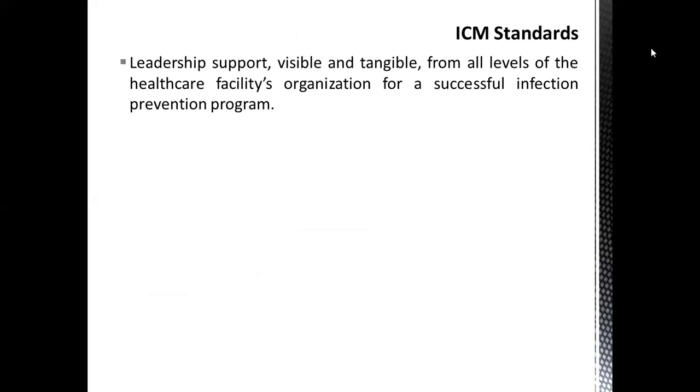Coming to the IPC standards, leadership support, which should be visible and tangible. Whoever is the hospital leader, administrator, director, CEO, should be visibly and tangibly supporting the IPC standards at every level of the healthcare facility. They should not be someone who is completely invisible from the infection control and prevention strategy. They should be a part of it.